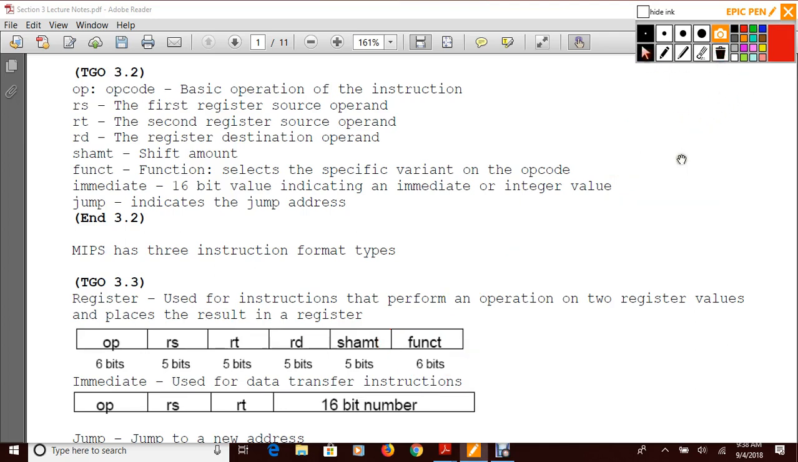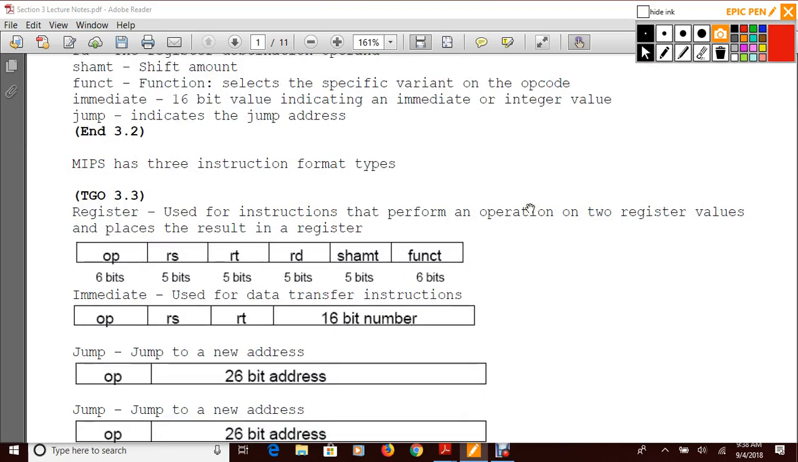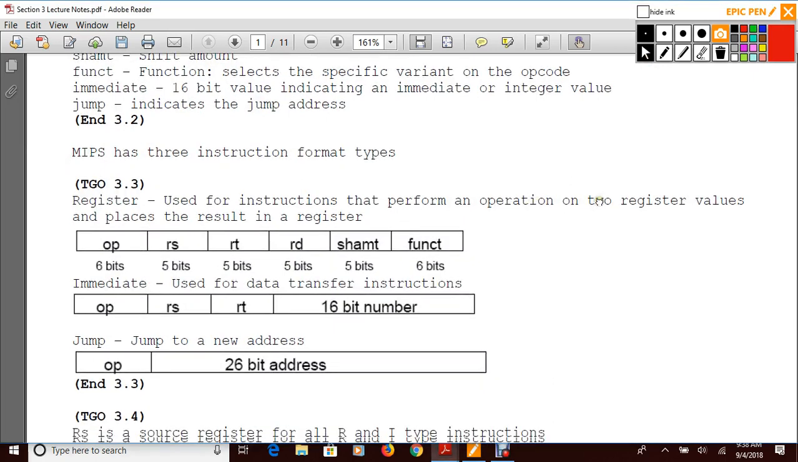So then we have 2 other types of operands that can be used for what are known as I-type and J-type instructions. I'm going to scroll down a little bit past RD, so you can see the full section 3.3 here. The immediate is a 16-bit value indicating an immediate or integer value. In this specific case, it's the last 16 bits of an I-type instruction.